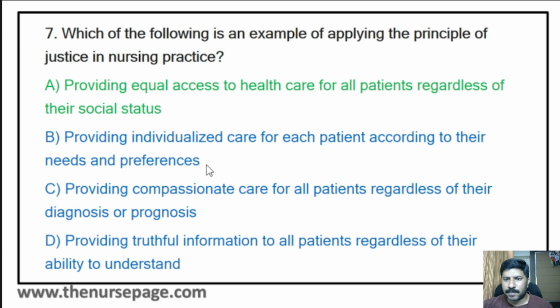Option B is an example of applying the principle of autonomy. Option C, providing compassionate care for all patients regardless of their diagnosis or prognosis, is an example of applying beneficence. And option D, providing truthful information to all patients, is an example of veracity, truthfulness. So option B is an example of autonomy, option C an example of beneficence, option D an example of veracity. These are the other ethical principles.